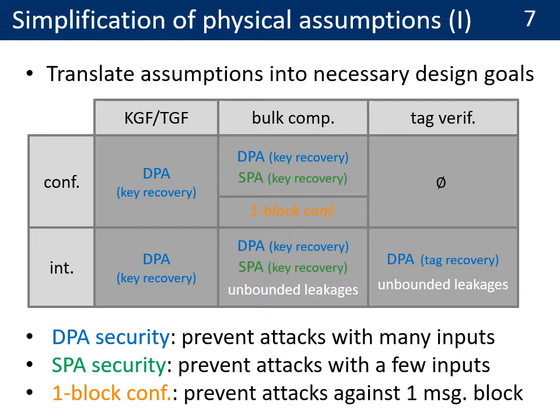More precisely, we will sometimes need DPA security, for example against the long-term key or the tag, which means that we need to prevent attacks where the adversary can observe the leakage of the primitive for many inputs. We will sometimes need SPA security, for example against ephemeral secrets, which means that we need to prevent attacks where the adversary can observe the leakage of the primitive for a few inputs. We will sometimes need one-block confidentiality, which means that we need to prevent attacks where the adversary directly targets one single message block. And finally, we will sometimes even tolerate unbounded leakages.